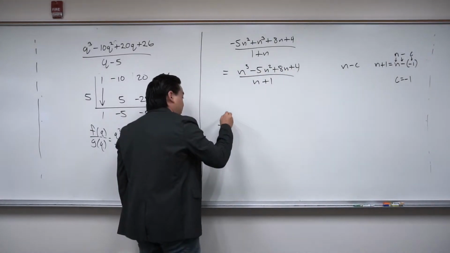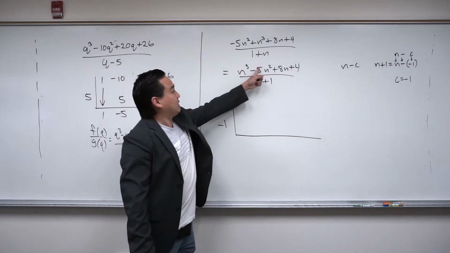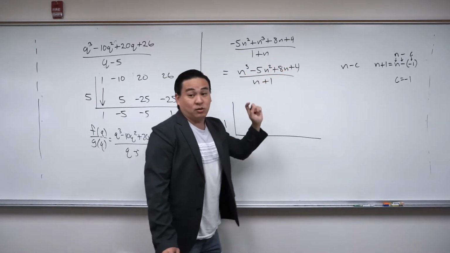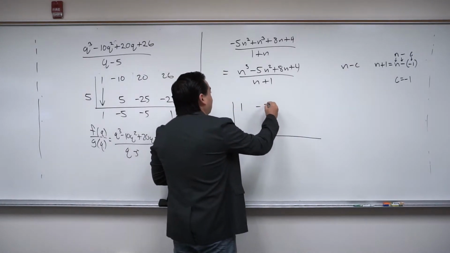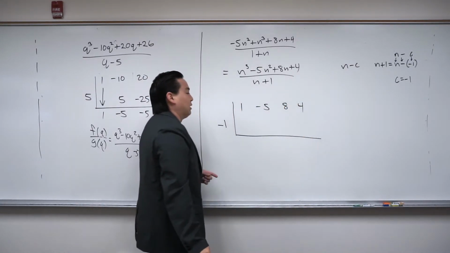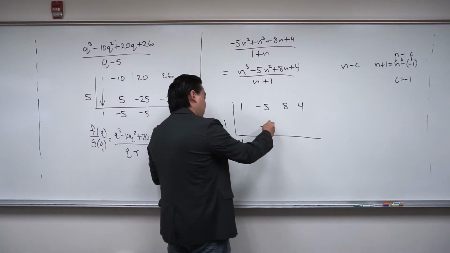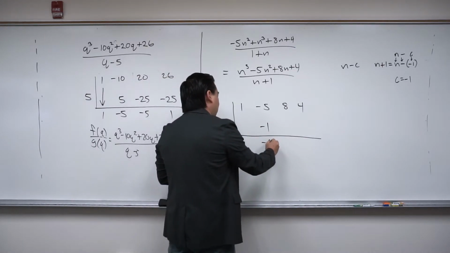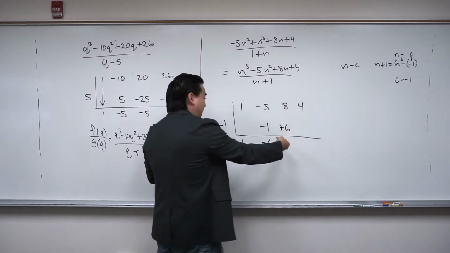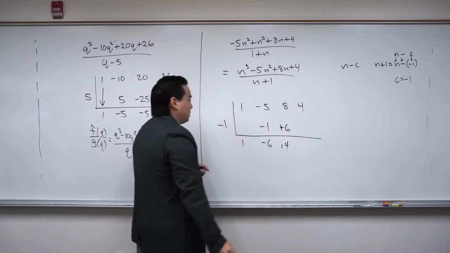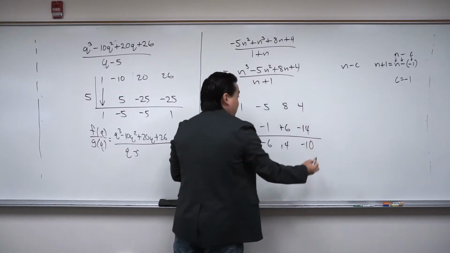And that goes on the outside. There are no missing exponents, right? It goes 3, 2, 1, and then 0. So we can just write out the constants that are in front of each of those. And follow the same procedure. Bring the number down first, multiply them, add them together, multiply them, add straight down, which is going to be 14, multiply to the negative 1, and then add straight down again.